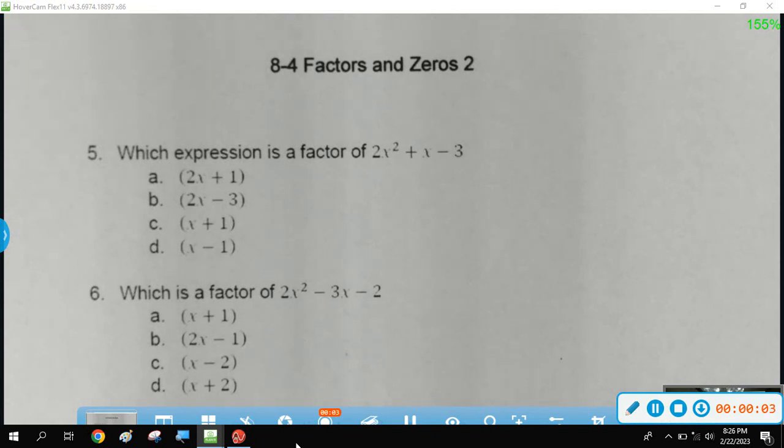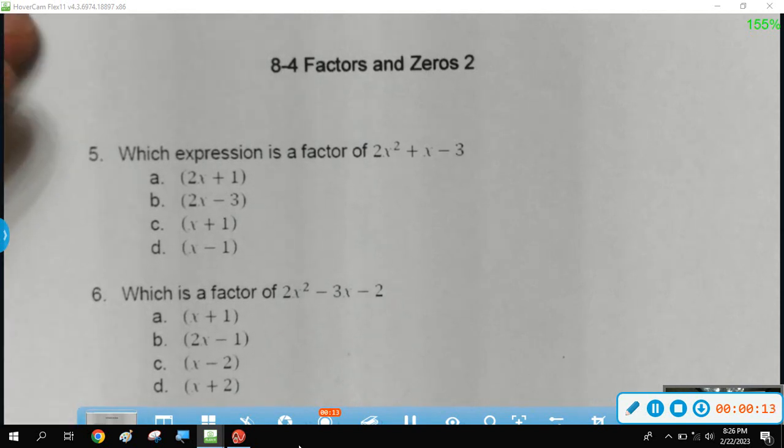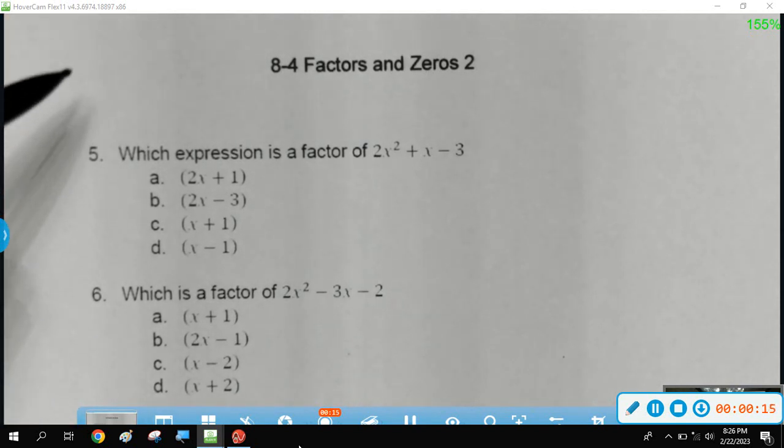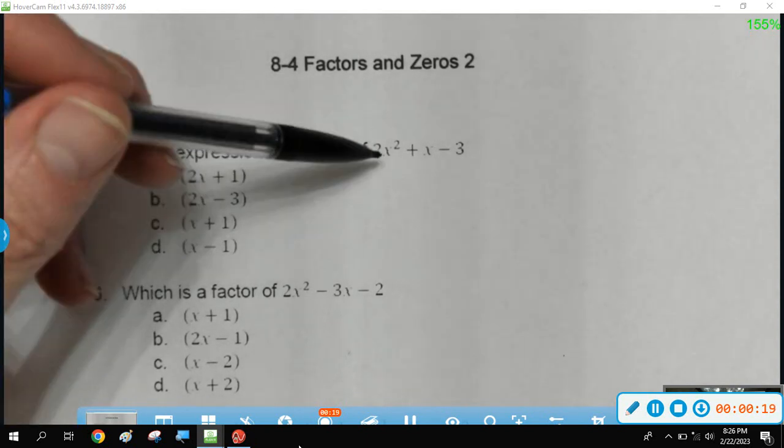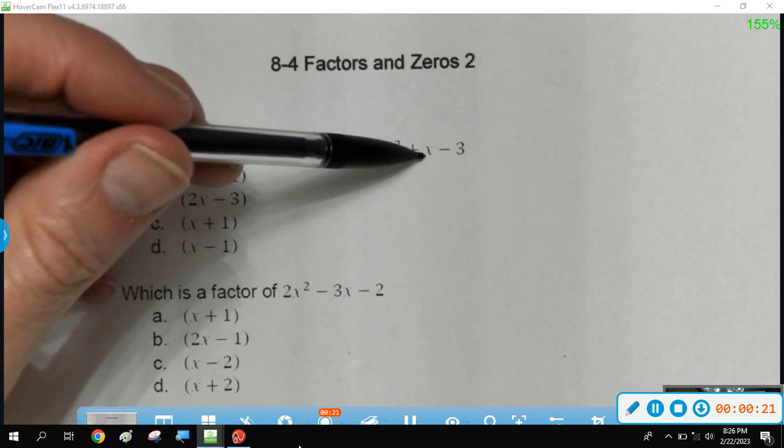Okay, let's talk about 8-4. This is factors and zeros part 2. Similar to what we just did in the last lesson, except maybe a little bit different take on some of these problems. Let's look at the first one. It says which expression is a factor of 2x squared plus x minus 3.